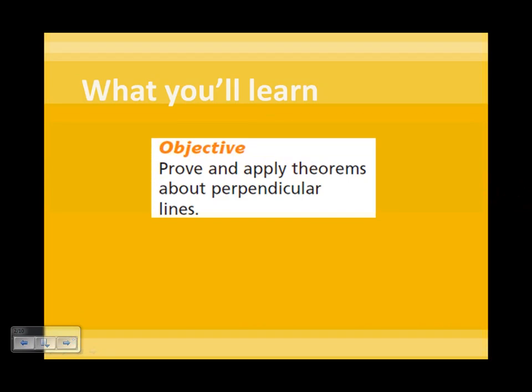In this section, what we'll be doing is proving and applying theorems about perpendicular lines. In the first half of the chapter, we dedicated a great deal of our time to parallel lines. Now we're moving on to perpendicular.